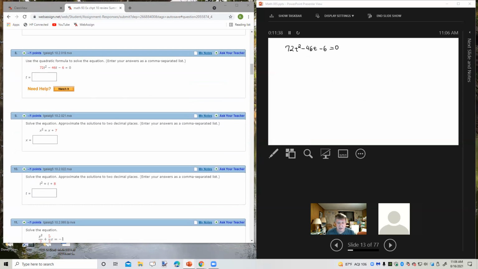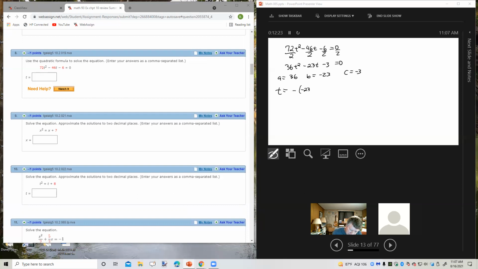This problem already is in standard form, descending powers of the variable. Let's see, all the coefficients are even, so we could reduce this down by dividing each term on both sides of the equation by 2. You don't have to do this, but it makes the numbers smaller within the quadratic formula and less reduction is necessary at the end. So this is 36t squared minus 23t minus 3 equals 0. So A is 36, B is negative 23, and C is negative 3.